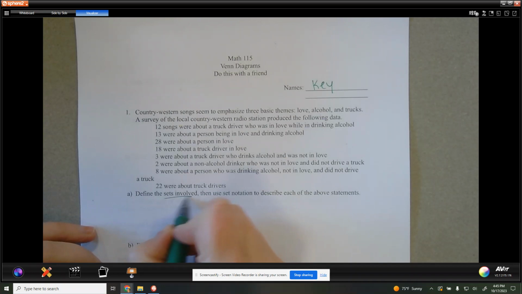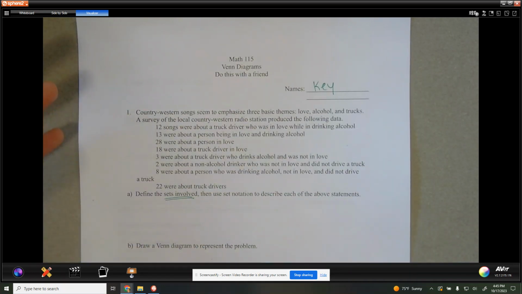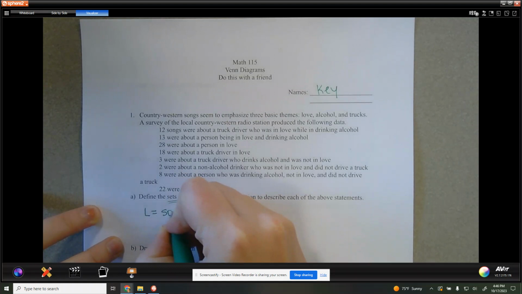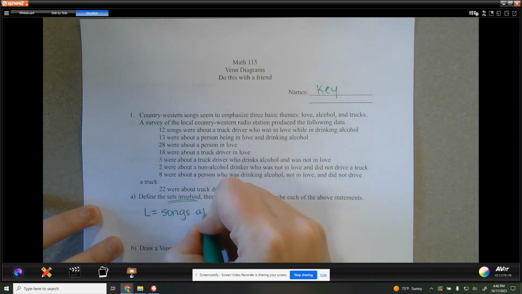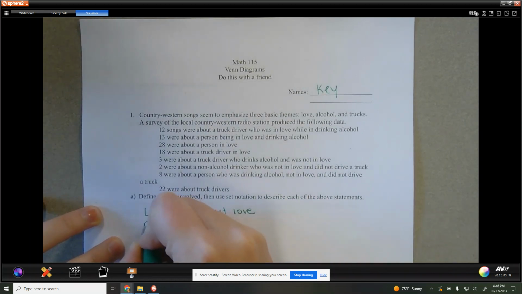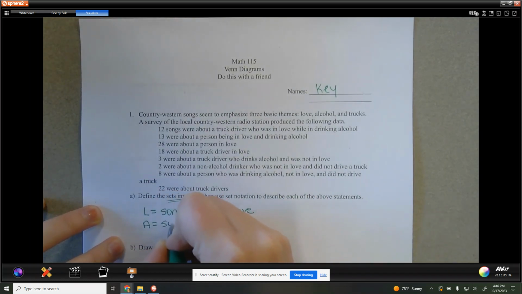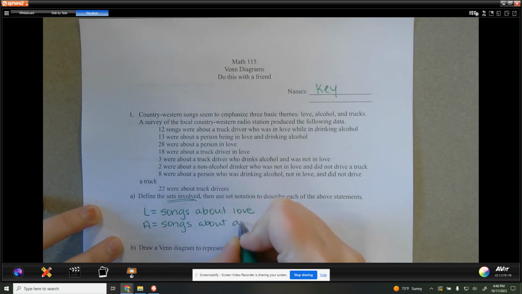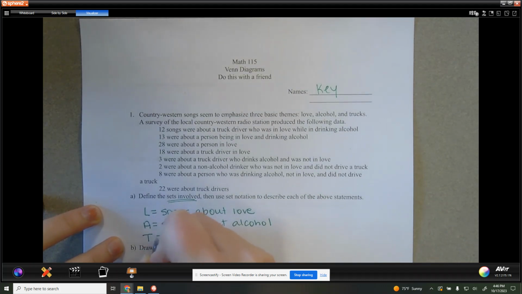So when it says define the sets involved, it's the 3 different subjects, I guess, of country western songs. And so I'm going to call the set L, the songs about love. Set A are the songs about alcohol. And T, the songs about trucks.